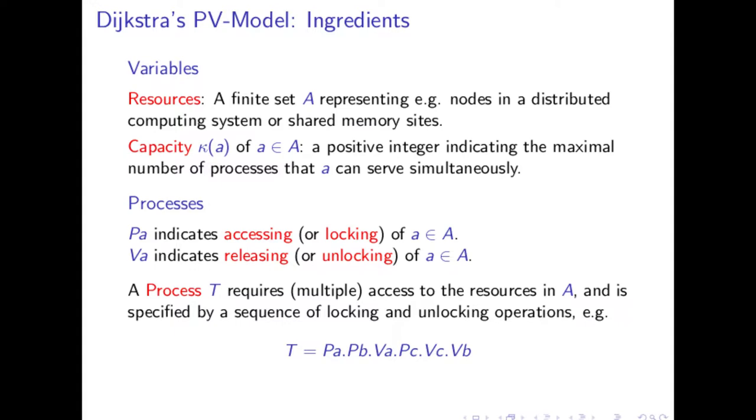Now, what are the processes? A process is a sequence of requests of the user to use some of the resources, and P indicates the access or the locking of a resource, and V is the releasing or the unlocking of a certain resource. The P and V are just shortenings for words in Dutch, which I actually couldn't find out what they were. There are several versions of this. Maybe there is a local Dutch speaker in the community that can tell us what exactly they are. In any case, these are processes, and one example of a process is, say, T: you lock A, you lock B, you release A, you lock C, you release C, and you release B. Okay? Very well.